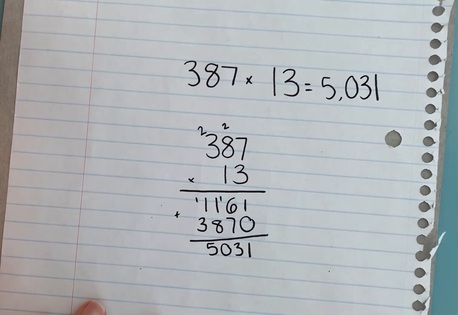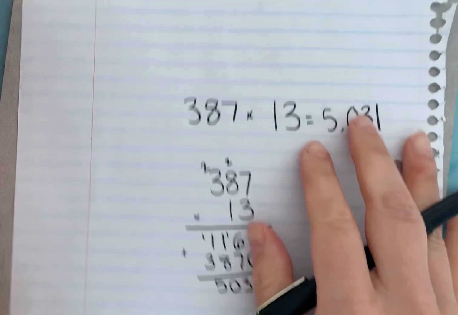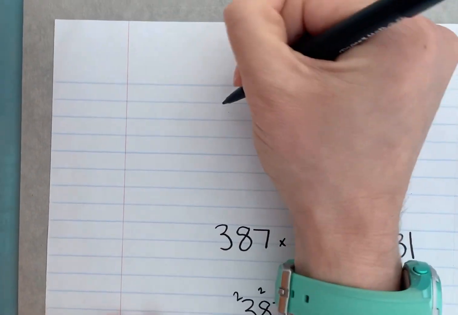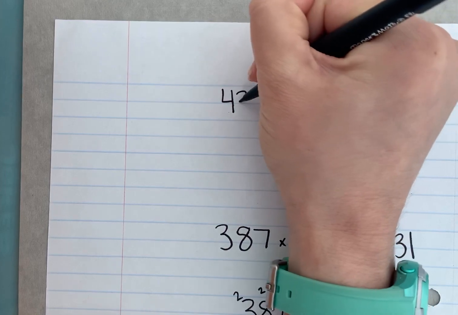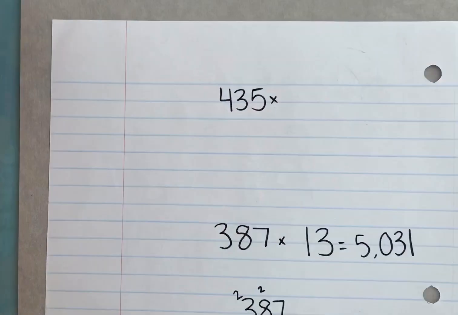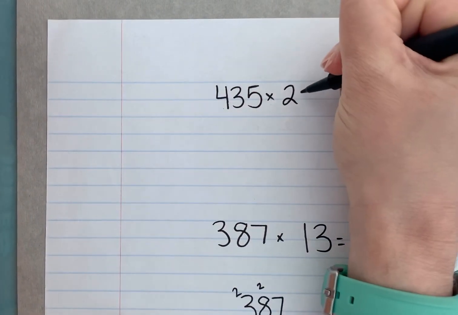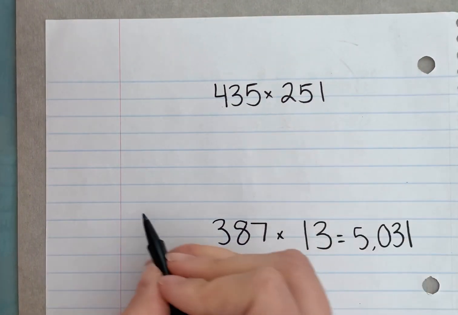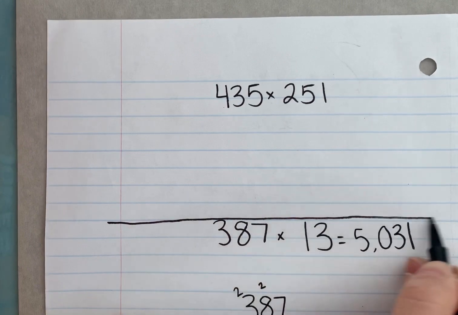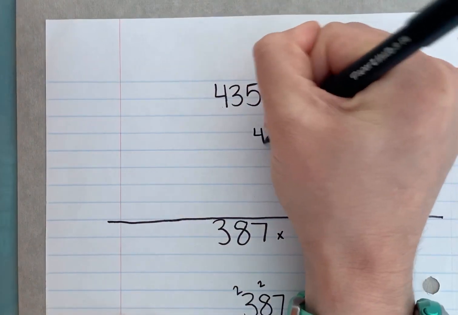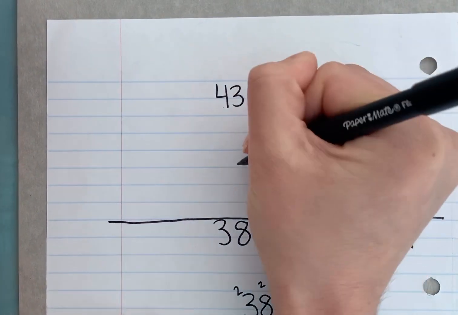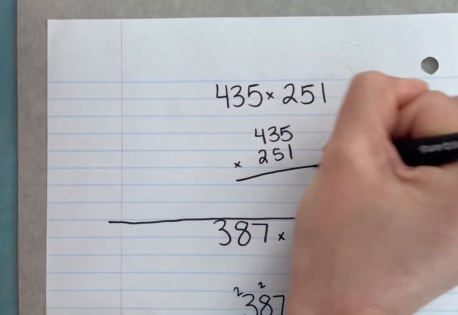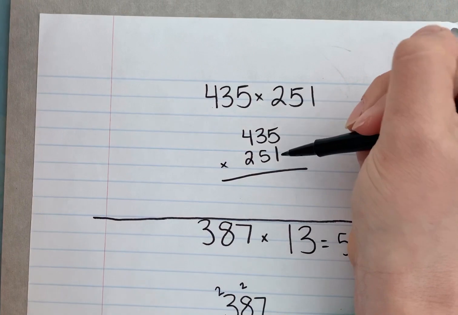Now, let's do 3-digit times a 3-digit number. So this is where it's going to get even harder. 435 times 251. Okay, so we need to stack them up. Draw a line to separate. We need to stack them up. 435 times 251.